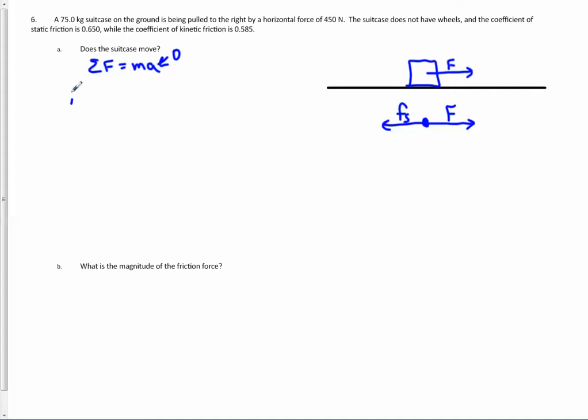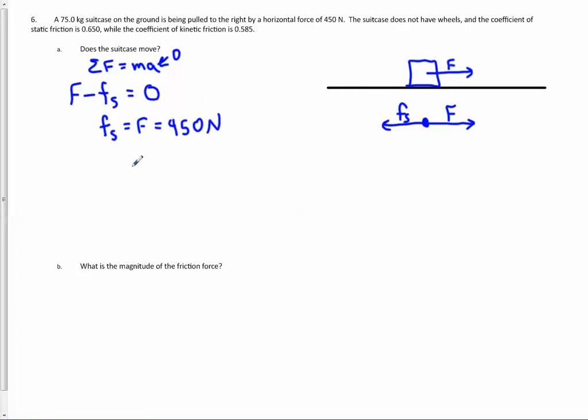Now the sum of the forces is our pulling force is positive minus frictional force going the other way. That has to equal 0, which of course means that big F and little fs have to balance. They have to equal each other. So little fs equals F, which we know is 450 newtons. So if you're pulling with 450 newtons but it's not moving, then static friction must be balancing that with 450 newtons in the other direction.